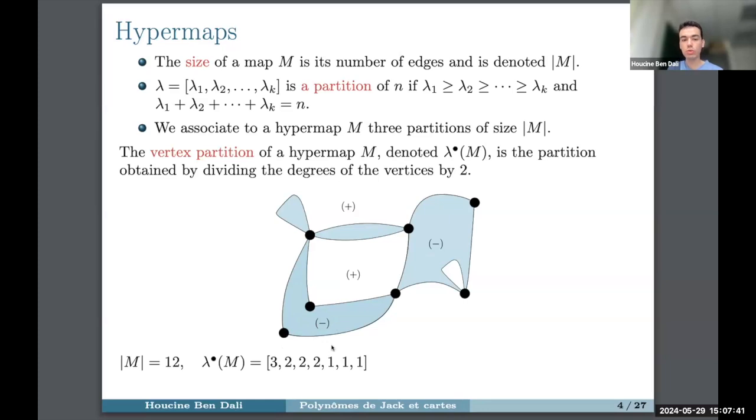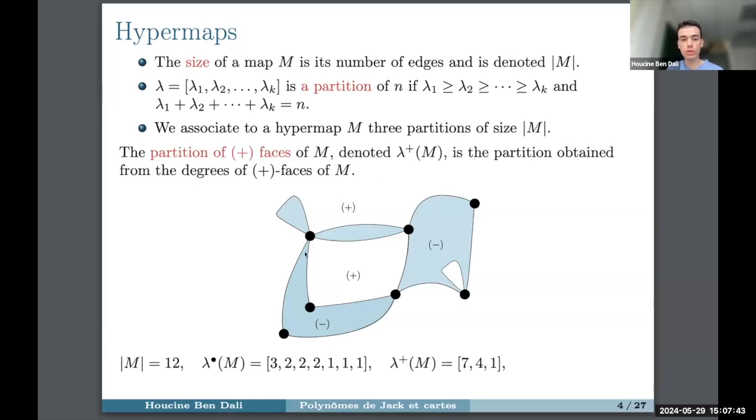And then you can do the same thing with faces. If you start with the plus faces, we can just take the degrees of all plus faces and then reorder them to obtain a partition, which we call lambda plus. And we do the same thing with minus faces, and we obtain the third partition, lambda minus.